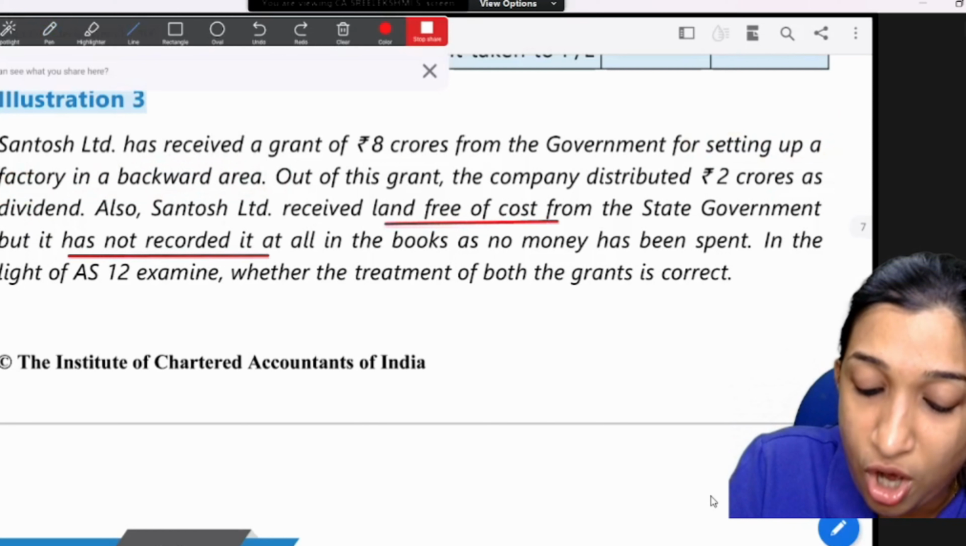When the grant equals the whole or virtually the whole of the cost of the asset, then the asset will be shown at nominal value. What is that? See, I am buying an asset of 50 lakhs, and the grant received is also equal to 50 lakhs. So what if I show it as a deduction from the asset? Then it becomes zero, right? That's not possible. Then the asset should be recorded at a nominal value.